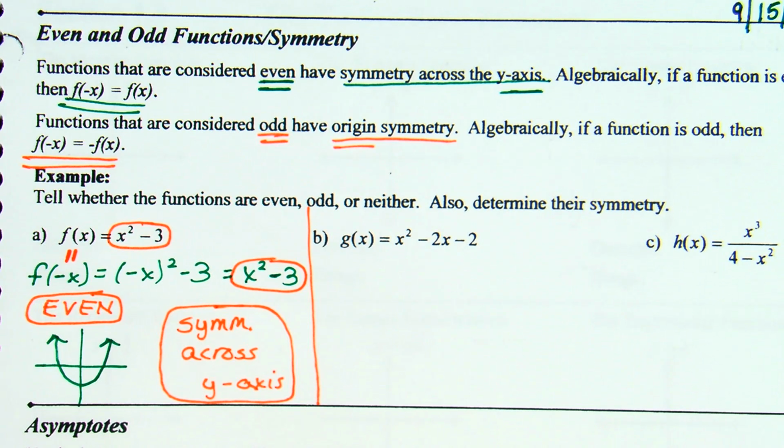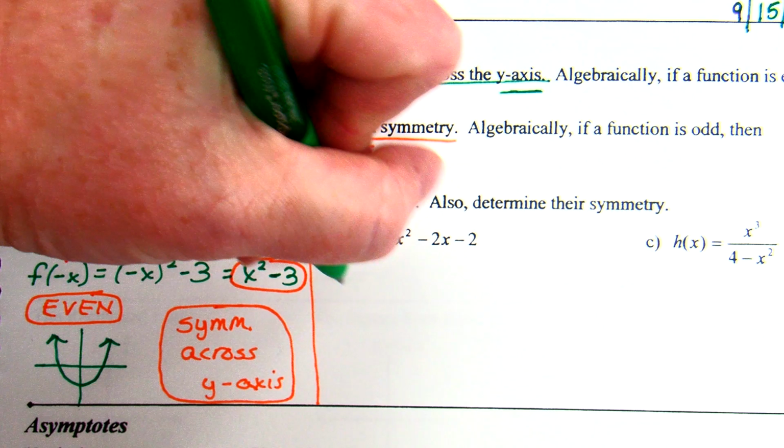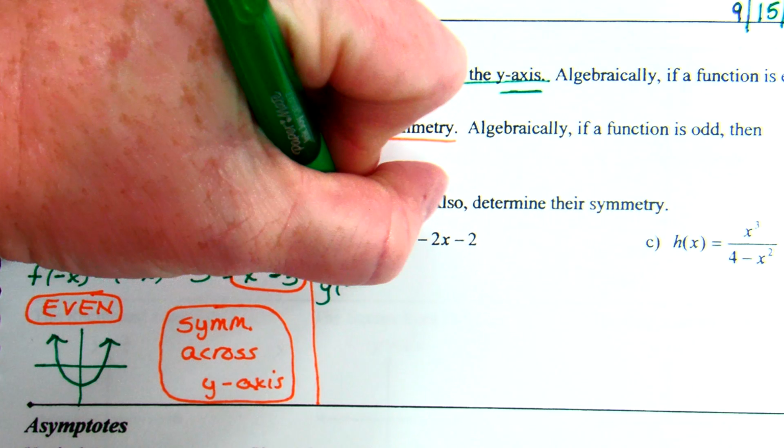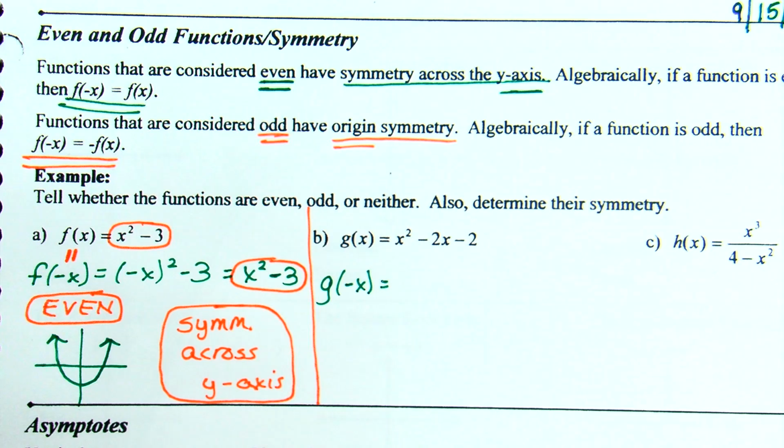Okay, let's try B. I want to start algebraically because that's honestly the one you guys are going to struggle with more. You can look at a graph better. Okay, so what's the first thing I'm going to do? They're giving me g of x, so I need to find g of negative x and see what happens.